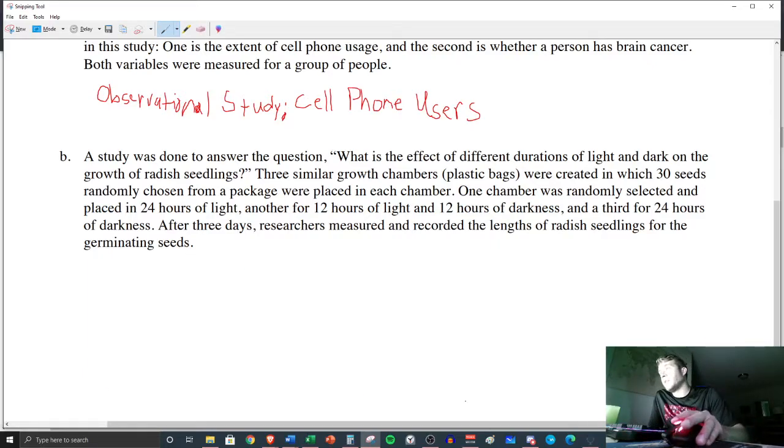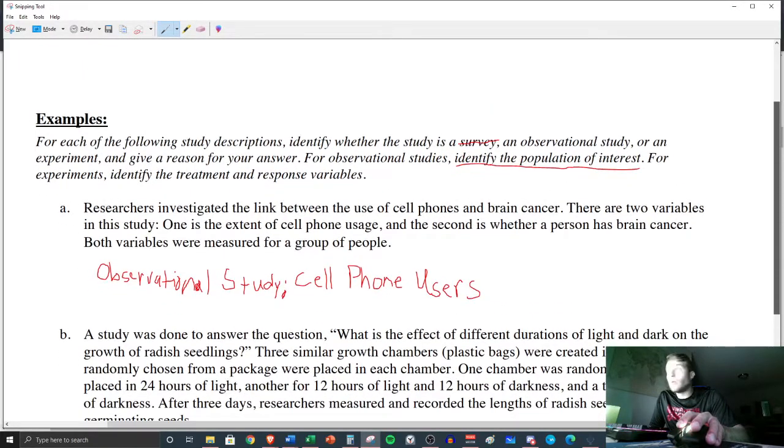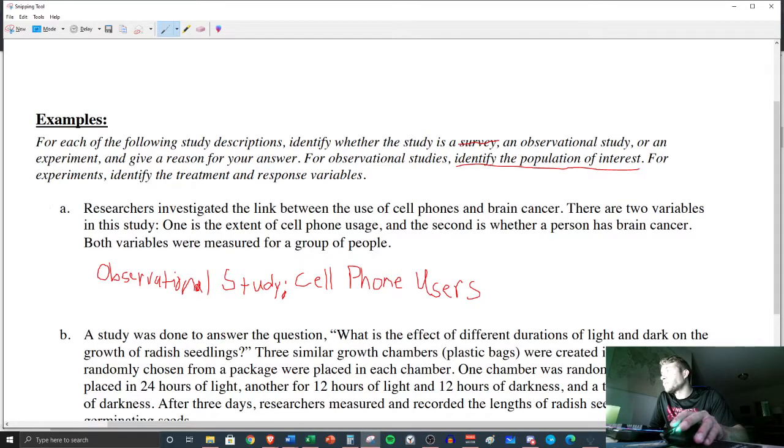Okay, so hopefully you were able to see that there was a treatment being applied here. The treatment would be the amounts of light, right? And when a treatment is happening, we have an experiment. All right, it's an experiment. Yeah, for sure. There is a treatment. As soon as you identify that they are imposing some sort of condition on the individuals or whatever they're researching, it is a treatment. So to identify an experiment, we have to define the treatment and we have to define the response variable.